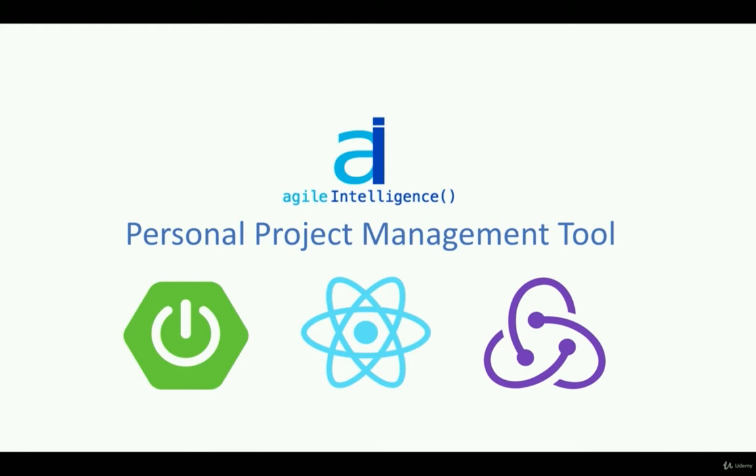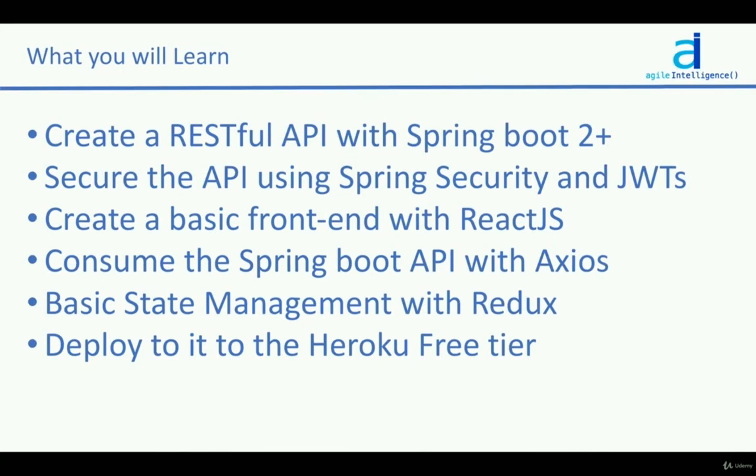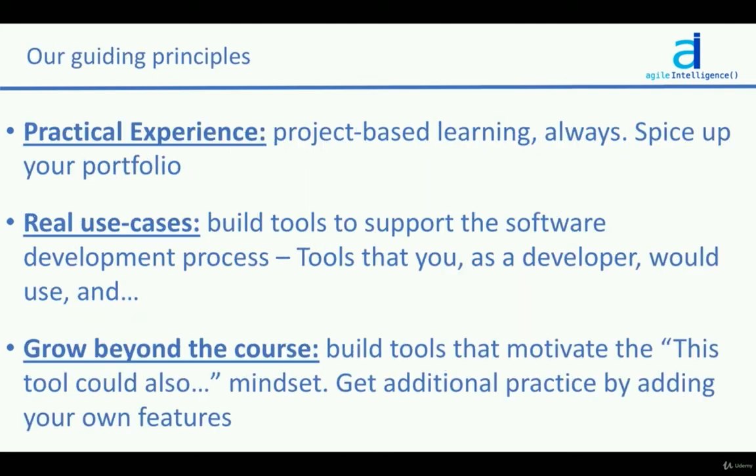In this project, we're going to build a personal project management tool with Spring Boot, React, and Redux. Some of the things you're going to learn is to create a RESTful API with Spring Boot 2.0. We're going to secure this API by using Spring Security and JSON Web Tokens. We're going to create a basic front end with ReactJS. We're going to consume the Spring Boot API with Axios, and then we're going to implement basic state management with Redux. In the end, we're going to deploy this to the Heroku's free tier.